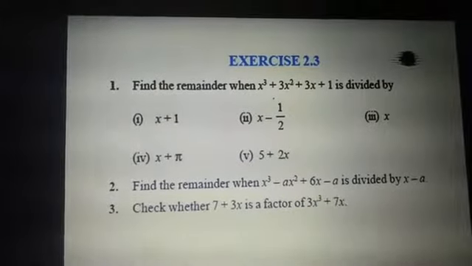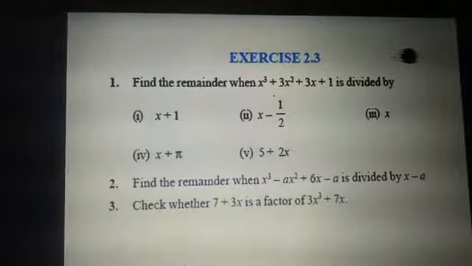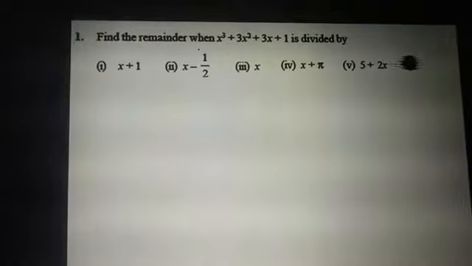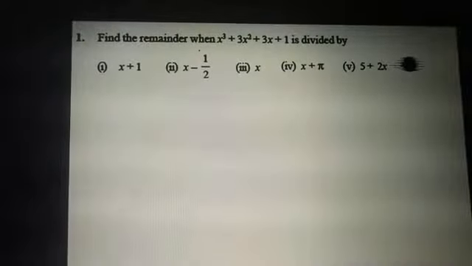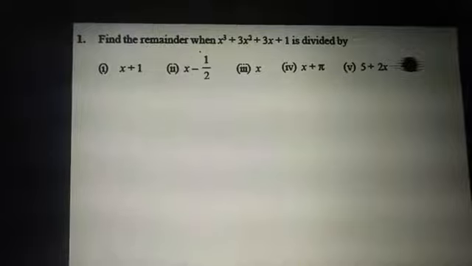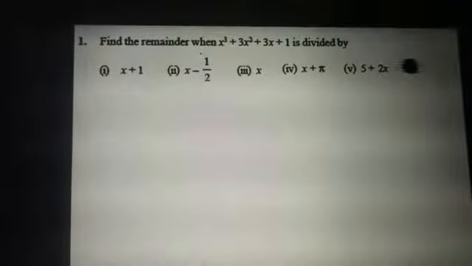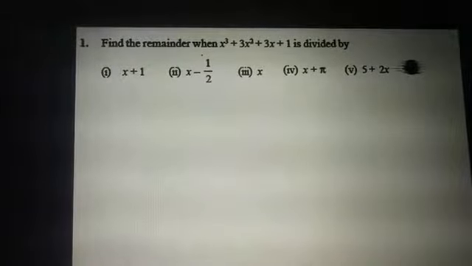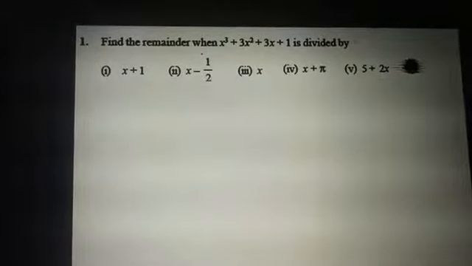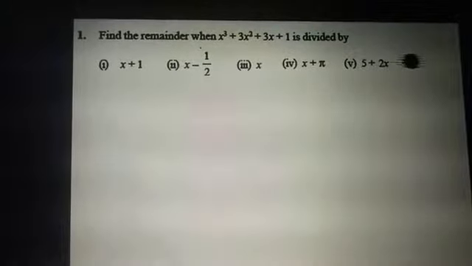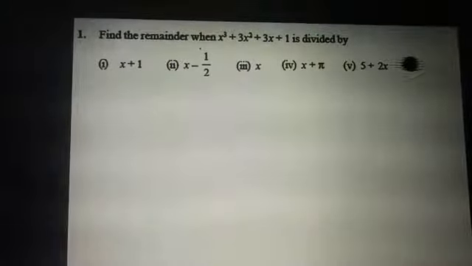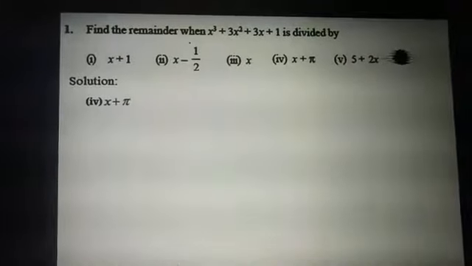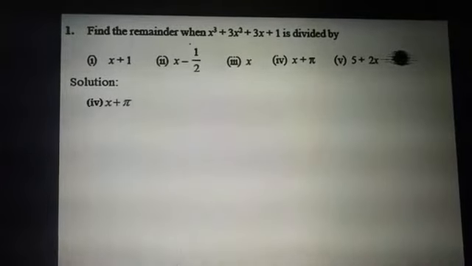Now we are going to see exercise 2.3. First sum. Find the remainder when x cube plus 3x square plus 3x plus 1 is divided by x plus 1, x minus 1 by 2, x plus pi, 5 plus 2x. Now I am going to explain fourth and fifth one. First, x plus pi.